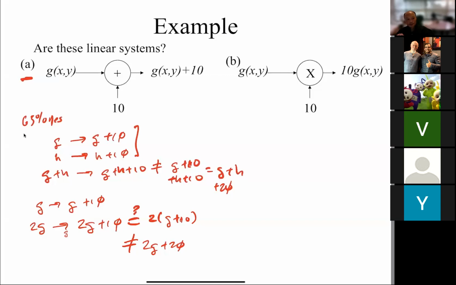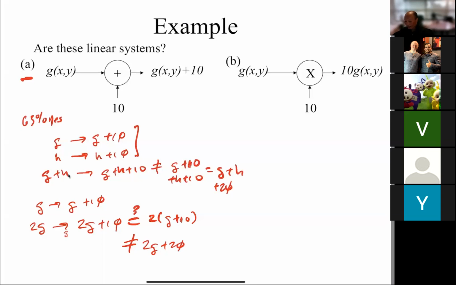All right. So are there any questions on that? 5 of you said it was linear. Any questions? Could you go over the first part again? Just the additive? Yeah, sure, happy to.